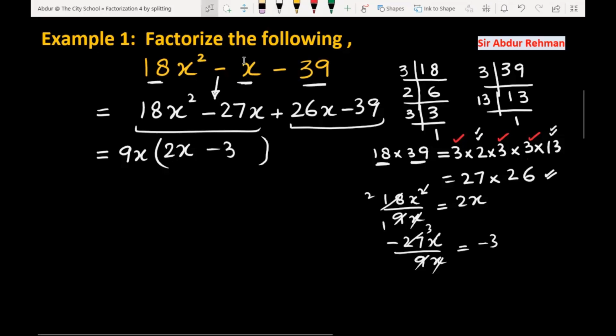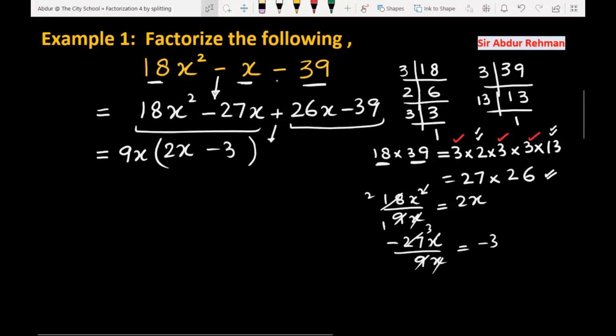Now for the second group, the second group is plus 26x and minus 39. The greatest common number is 13 here, to divide 26 and 39.